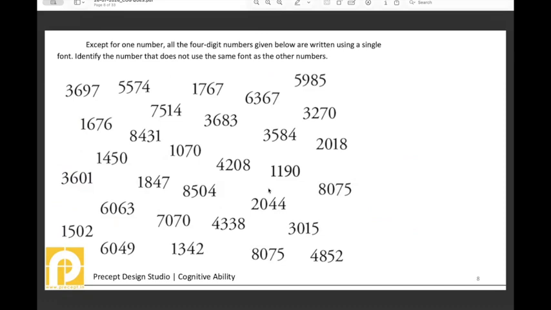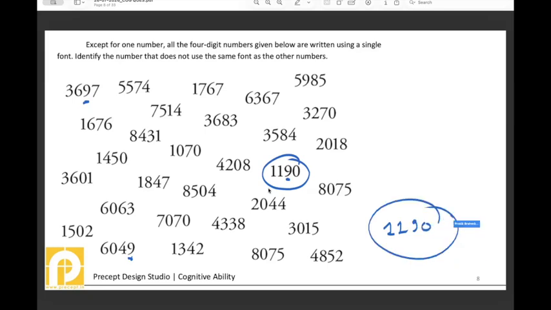Except for one, all the 4-digit numbers given below are written using a single font. You have to identify the number that does not use the same font as the other numbers. Which of these numbers does not use the same font as the other numbers? Okay. So in this case, you just have to compare the digits at the end of the day. One particular thing which stands out is this number 9. If you compare this 9 versus this 9 or this 9, it's different. So the number that is different is 1190.